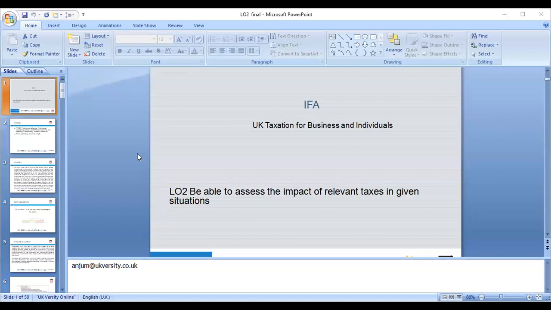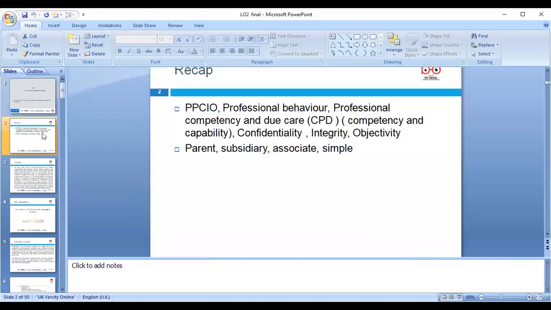Today's lesson will go through LO2, learning outcome 2: be able to assess the impact of relevant taxes in a given situation. So we'll look at various scenarios and how we can assess. It depends, again, on the finance sector.